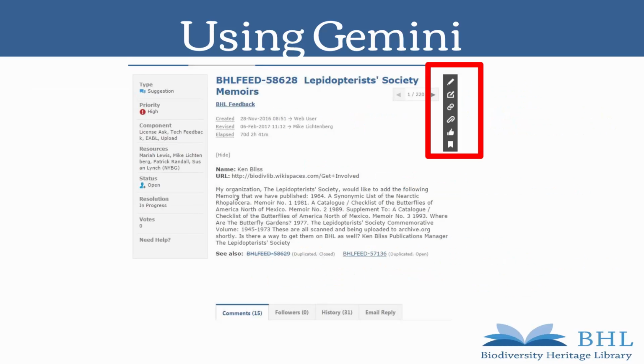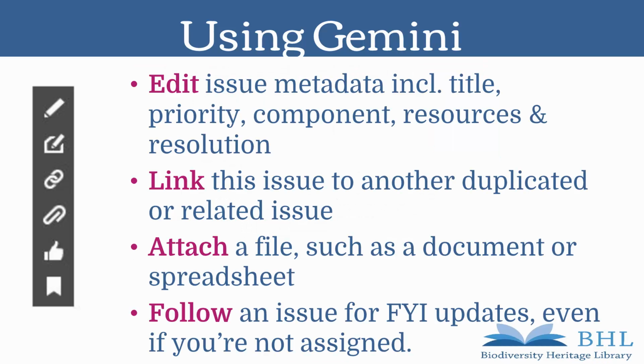Now let's take a look at the black box on the right-hand side. You can see a number of different icons. The top button is where you can edit issue metadata, including the title, priority, components, resources, and resolution. You can also attach files.